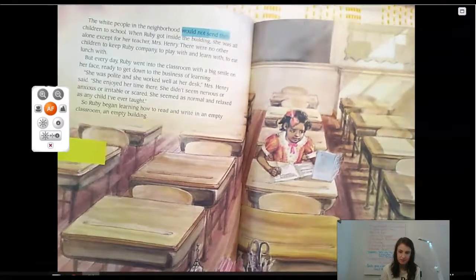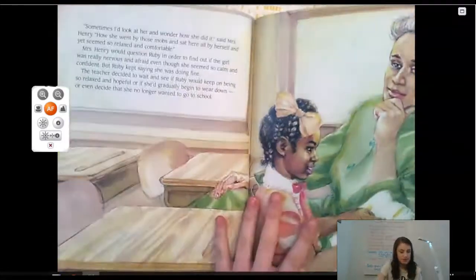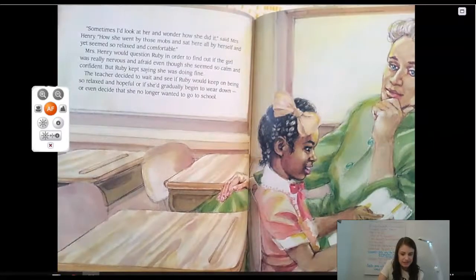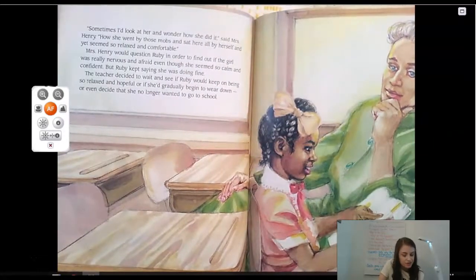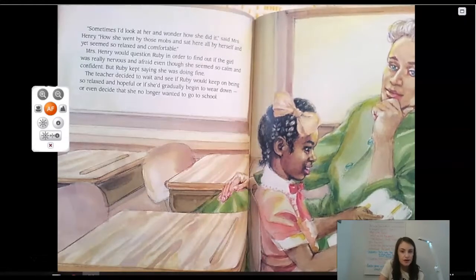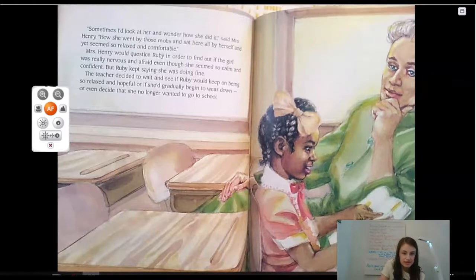How would that feel? Sometimes I'd look at her and wonder how she did it, said Mrs. Henry. How she went by those mobs, which is a group of angry people, and sat here all by herself and yet seemed so relaxed and comfortable.